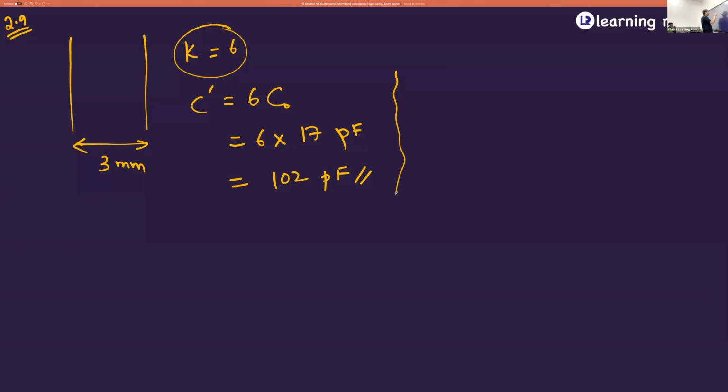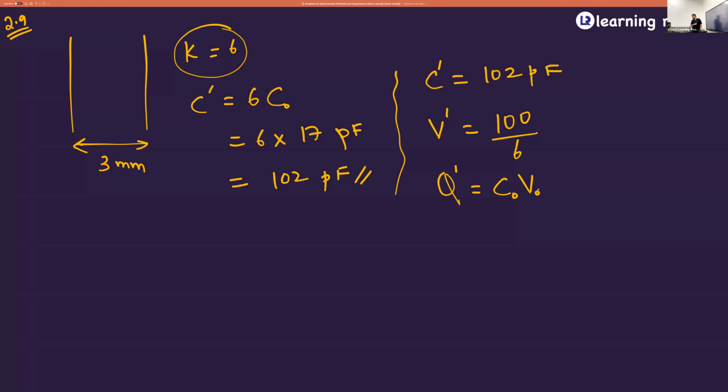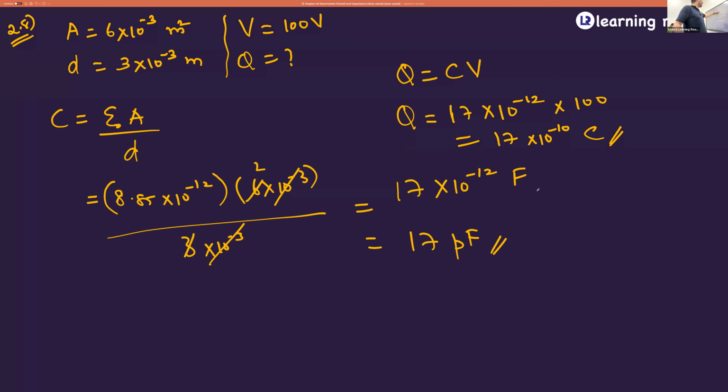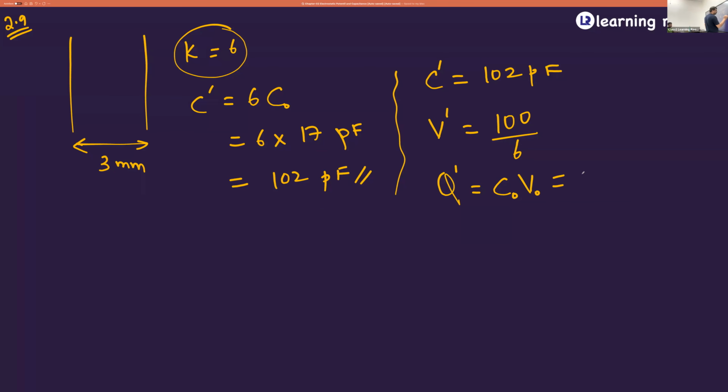So capacitance is still going to be 102 picofarad. But what will happen to the new potential? It will become the initial value divided by 6. What was the initial value? Potential will decrease by this factor. What will happen to the charge? It will be initial capacitance into initial potential drop. So what was the initial charge? The initial charge we calculated in the previous case, 17 into 10 power -10. So it will remain the same. Check the answer at the back.